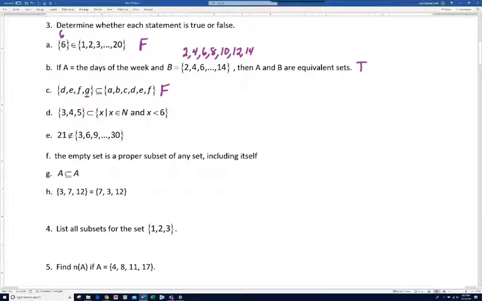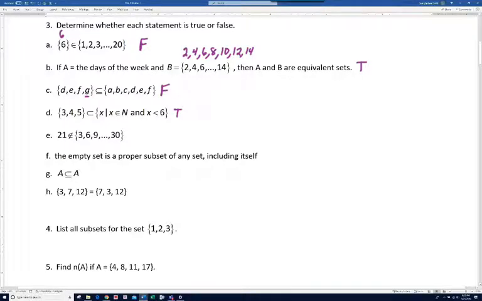On letter D, it says the set with 3, 4, and 5 in it is a proper subset, and basically if you read that, that's the natural numbers that are less than 6. Well, that'd be 1, 2, 3, 4, and 5. And so remember, proper subset is just like a subset. The only difference is you can't be equal. Well, these two sets are not equal, and 3, 4, and 5 are in the second set, so this is true. Each element in the first set is also in the second.